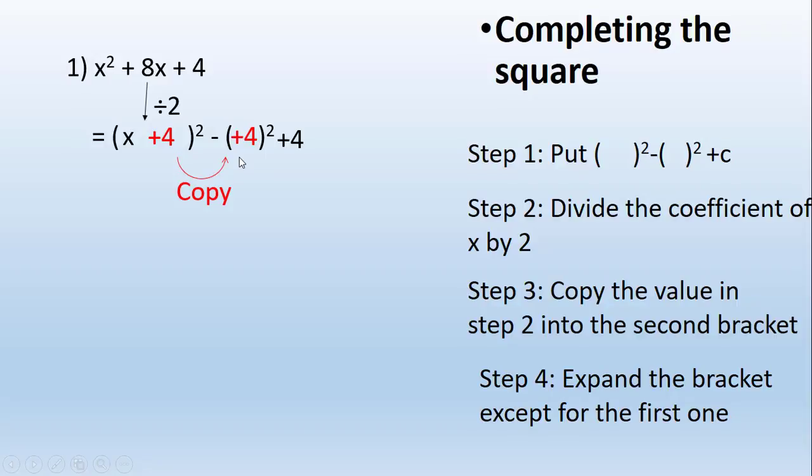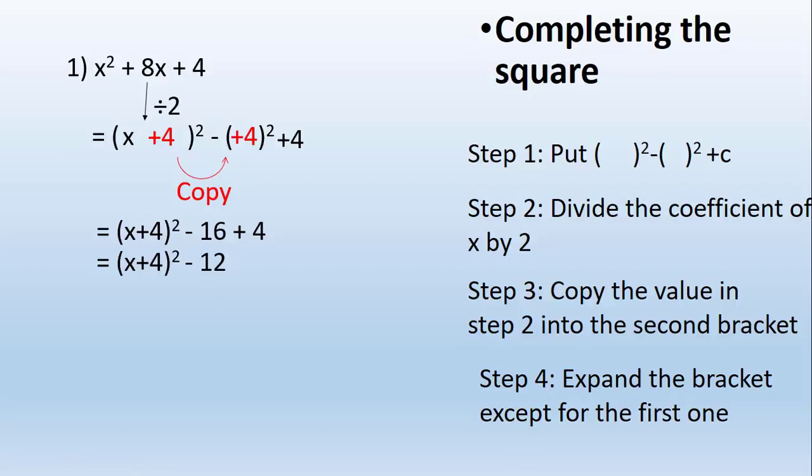The rest of the steps is just to expand the bracket except for the first one. So (x + 4) squared minus 4 squared is 16, and plus 4. Then you get (x + 4) squared minus 12. This is the final answer if they want you to do only completing the square.